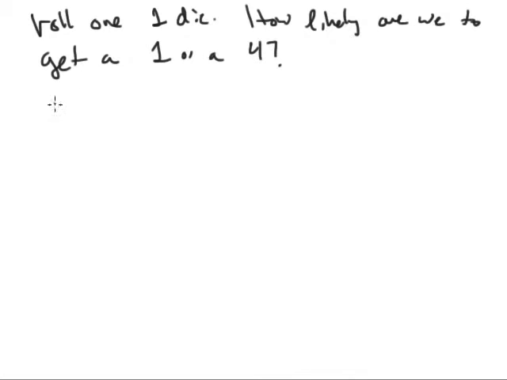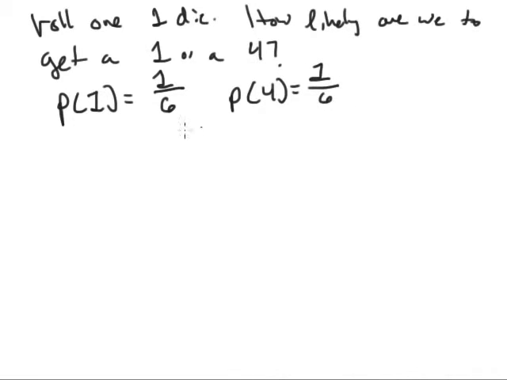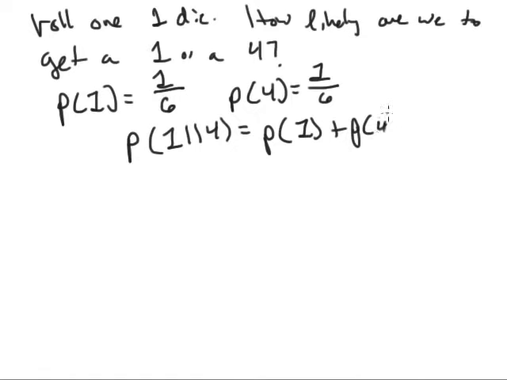So one way to do this is say that the probability of getting a 1 is going to be, there's only one side on the dice that has a 1, and there's 6 sides. And the probability of getting 4, there's only one side with 4, and there are 6 sides. So what we can do is we can add these up. So P of 1 or 4 is equal to P of 1 plus P of 4 equals 1 over 6 plus 1 over 6. That's equal to a third. So that's one way to calculate this.